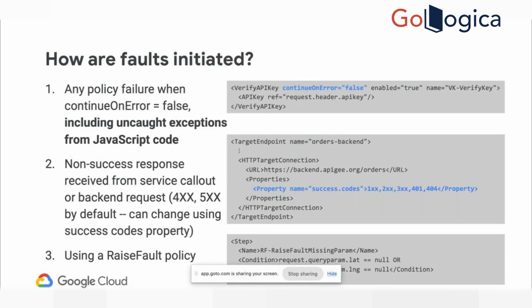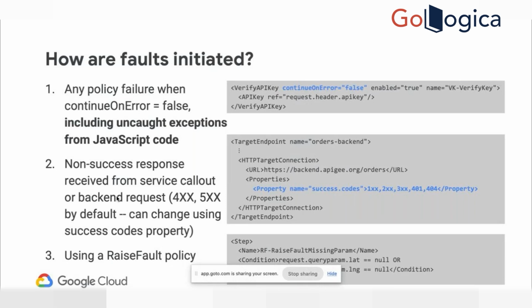Second is in the custom JavaScript code. For example, you are doing JSON.parse and that is not a proper JSON, or any kind of unhandled exception in the JavaScript code or Java code. In the custom code, if any unhandled exception comes, that also initiates a fault. So basically, any kind of policy failure.